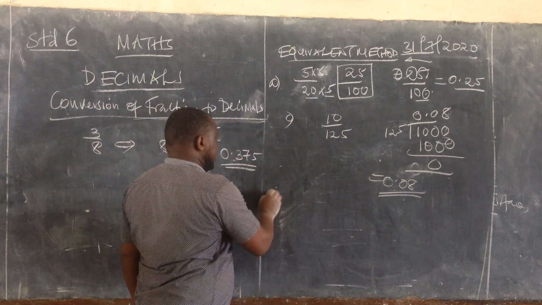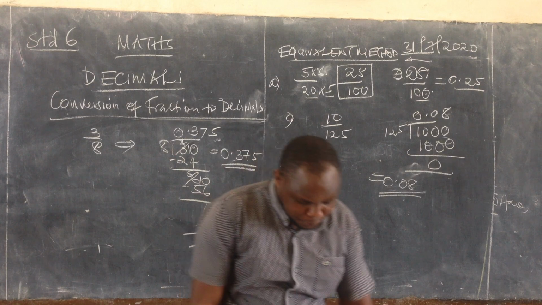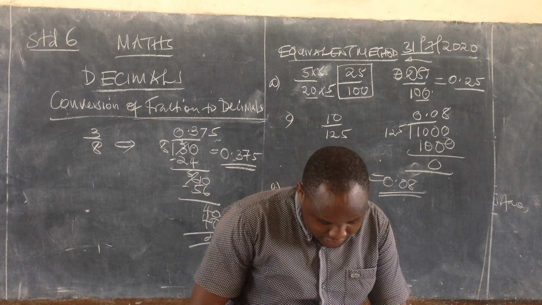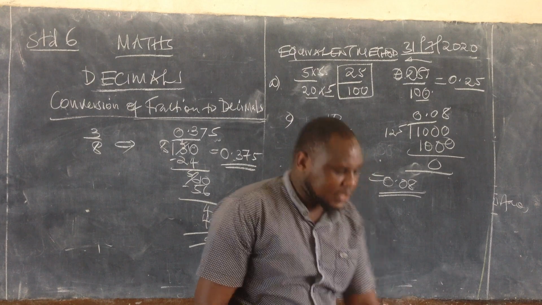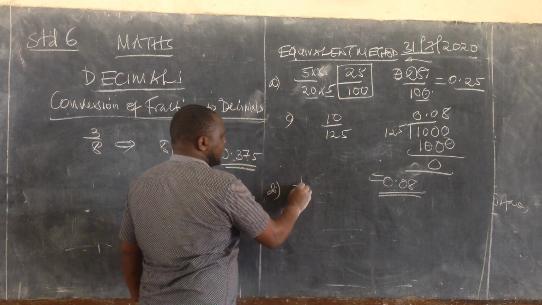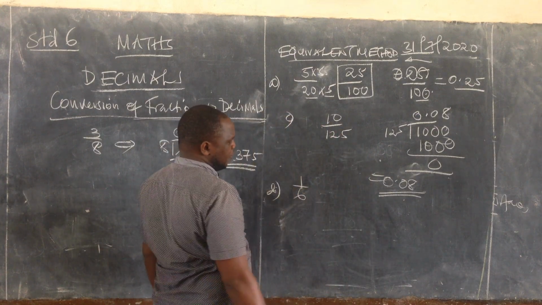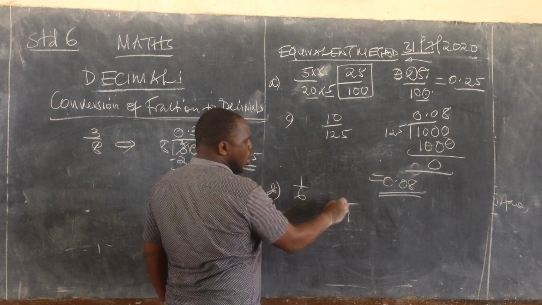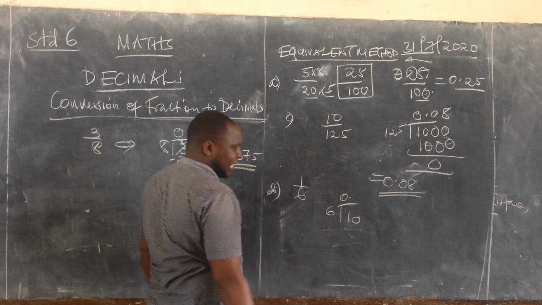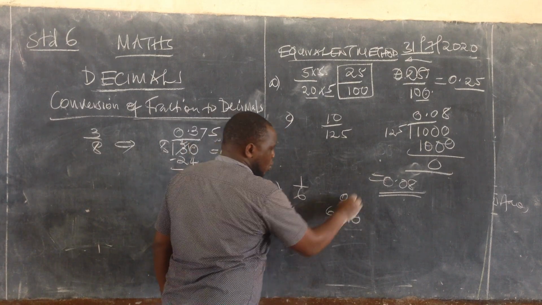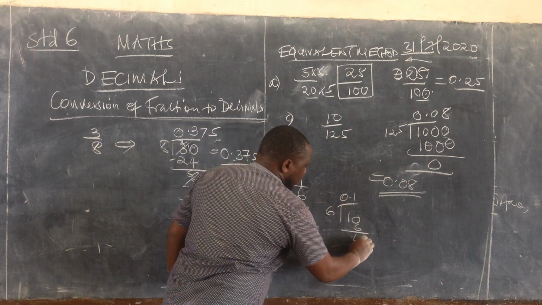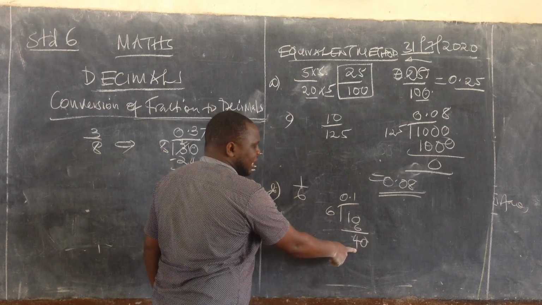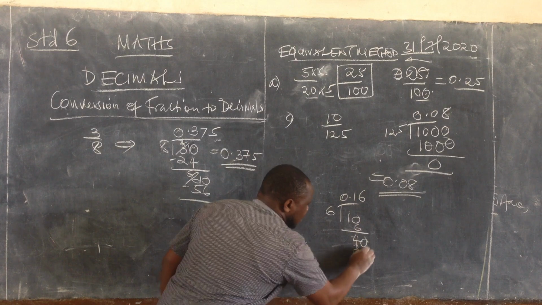So let me do the last one before I give you work. You are going to be given, convert 1/6 to a decimal. So 6 is going to be there, 1 there. And 6 into 1, no. 0 point, add 0 there. How many times? 1 time, you get 6, then you get 4. Add 0. 6 gets into 40 how many times? 6 times, you get that 36.